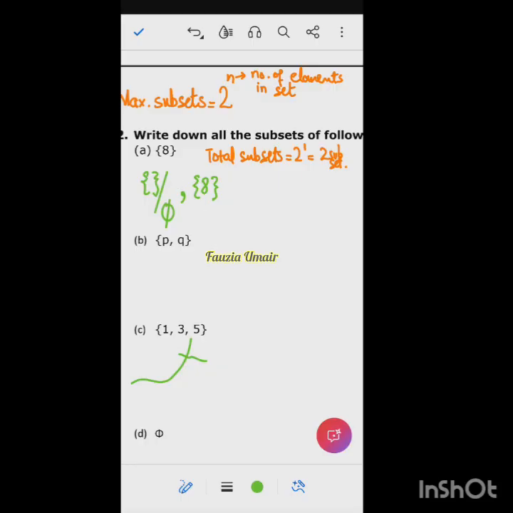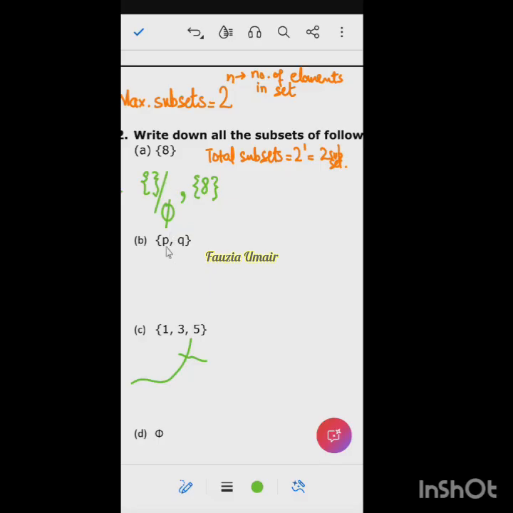So you need to remember, just like prime numbers have two factors, similarly a singleton set, what is it? A set which has only one element. So a singleton set also has only two subsets: the empty set and the set itself, right? So now moving on to part B.